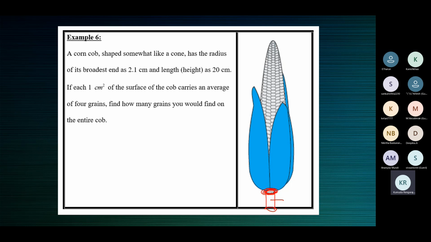Why not TSA? You will ask, why not TSA? TSA means including the circle. On the circle, are the grains found? No. Why? Because the stalk was attached. So you should find only the CSA. So you must find the CSA of the corn cob. Radius and height are all given to you. Find the CSA.